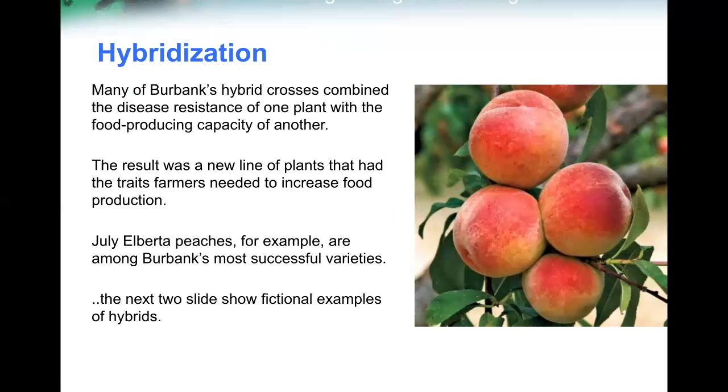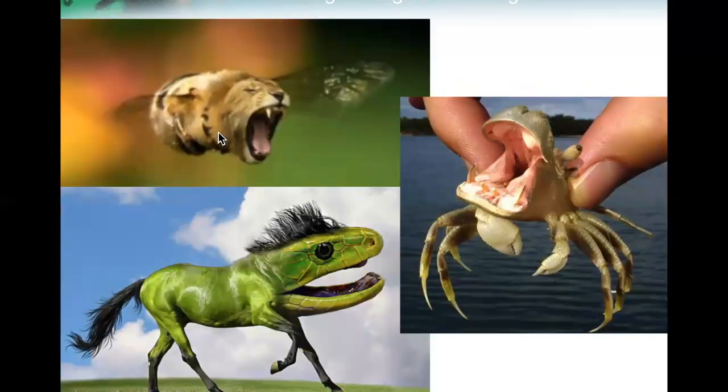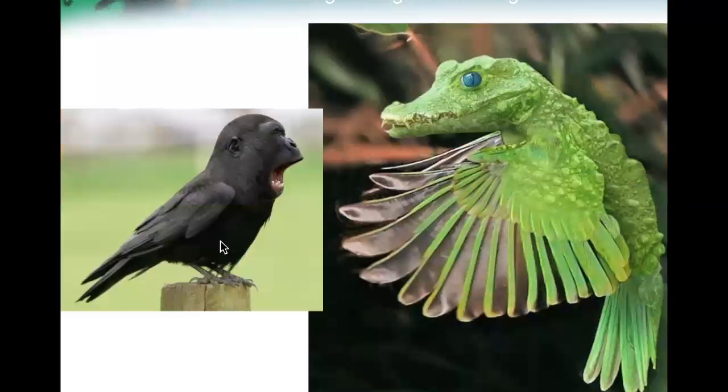The result was a new line of plants that had the traits farmers needed to increase food production. July Elberta peaches, for example, are among Burbank's most successful variations. The next two slides show fictional examples of hybrids. The bee line, the hippo crab, the snake horse, the snorse, ape crow, and the hum gator.